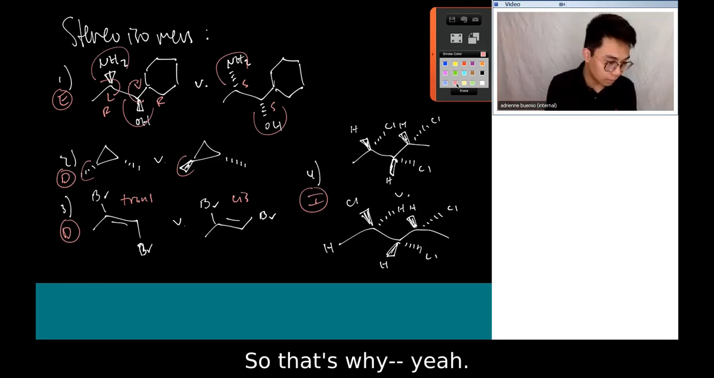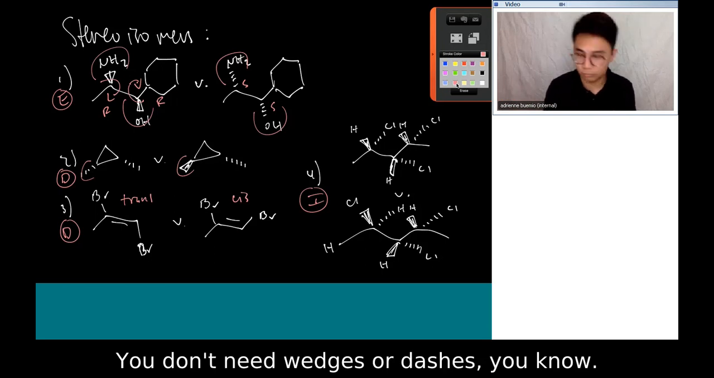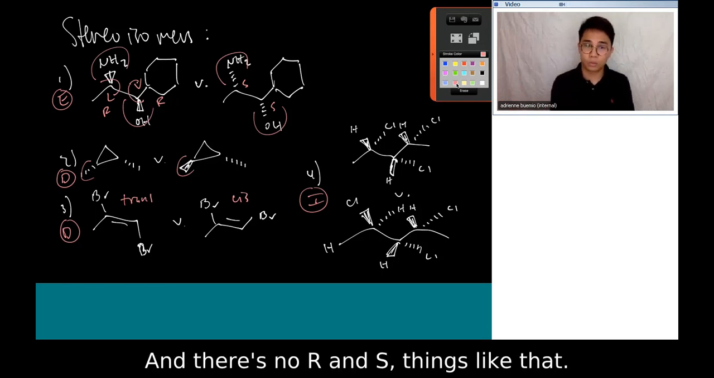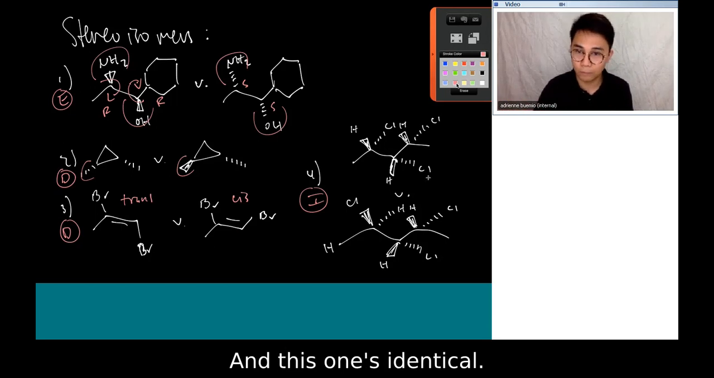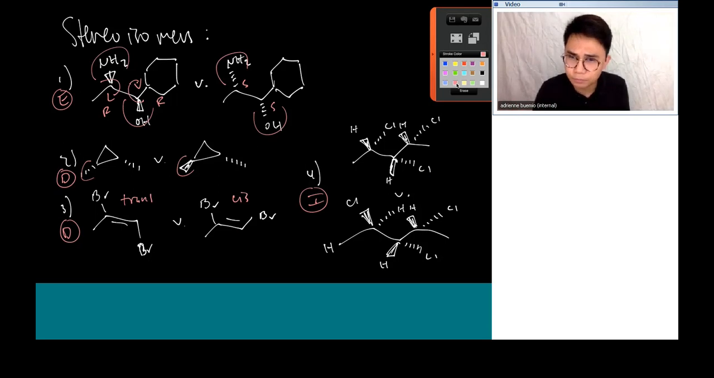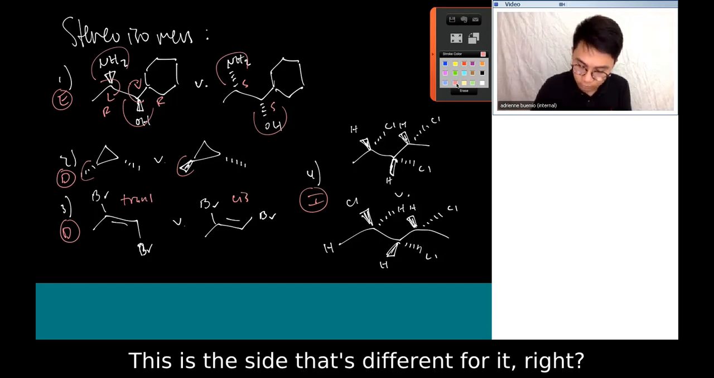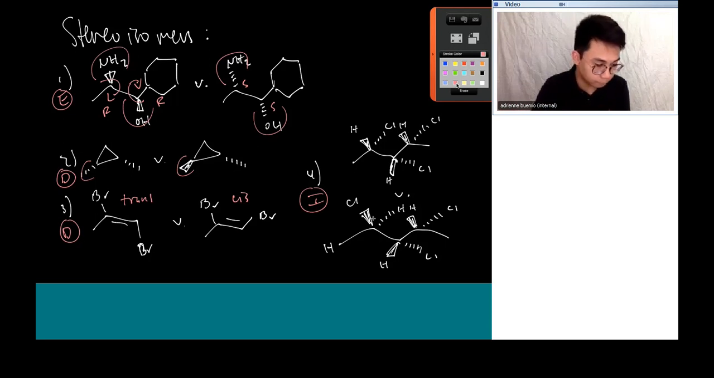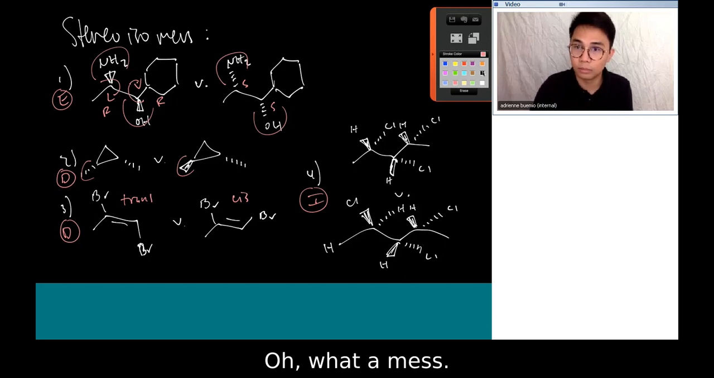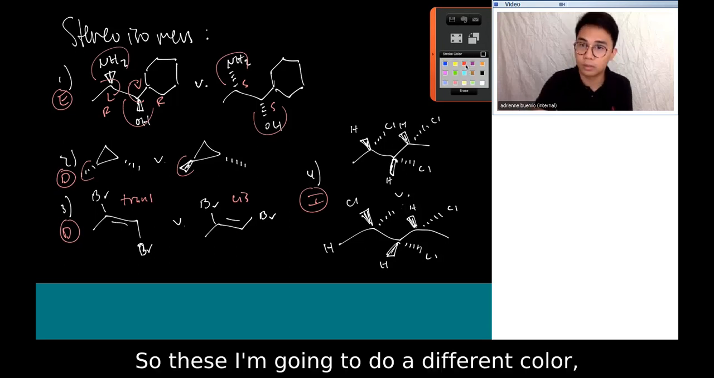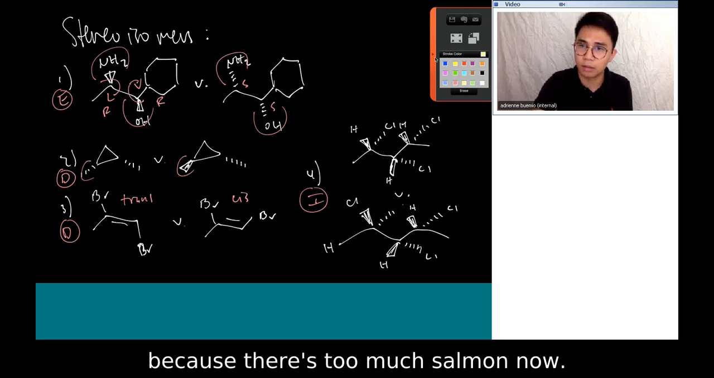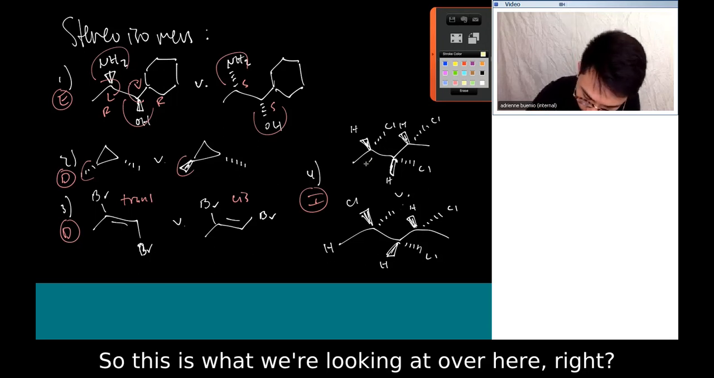So that's why you don't need wedges or dashes, and there's no R and S, things like that. It just broke. And this one's identical. This is the side that's different for it, right? Oof, what a mess. Okay, this H wasn't supposed to be here. I'm going to do a different color because there's too much salmon now. So this is what we're looking at over here.